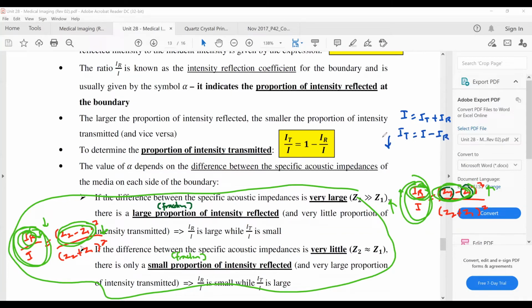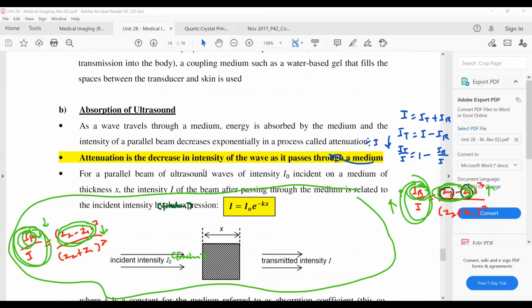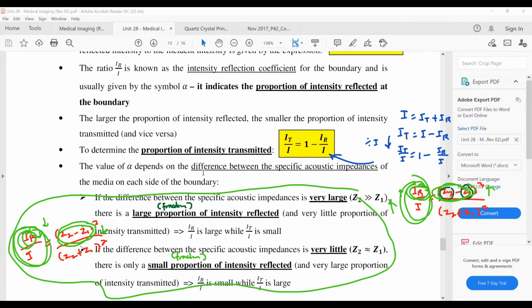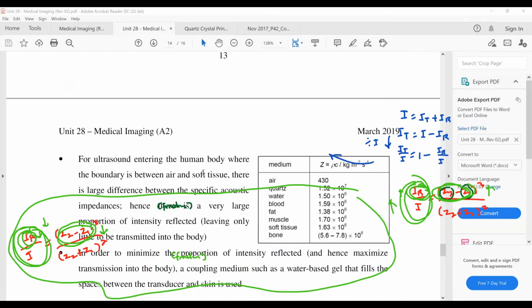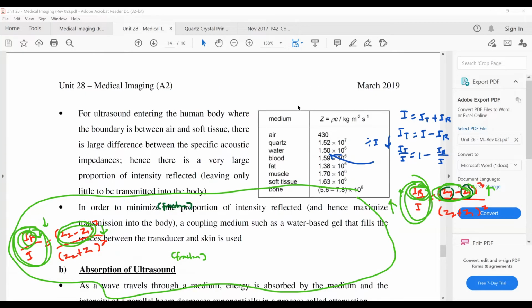Now, if I just divide both sides of the equation by I, I'll get IT over I. I over I will give me 1, IR over I will give me this. So I get this, which basically tells me that the fraction of intensity transmitted is equal to 1 minus the fraction of intensity reflected. Okay, this was obtained from this. So far so good with this. Okay, so this one is fine. Then I move on to the other part.